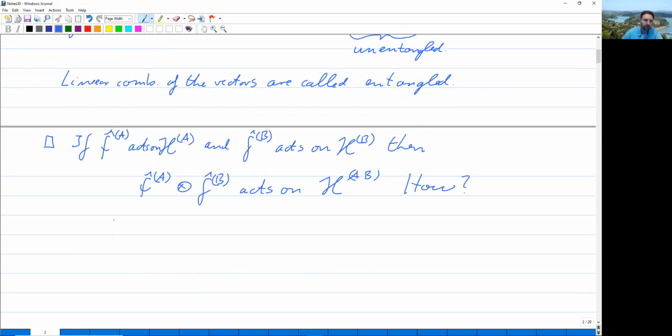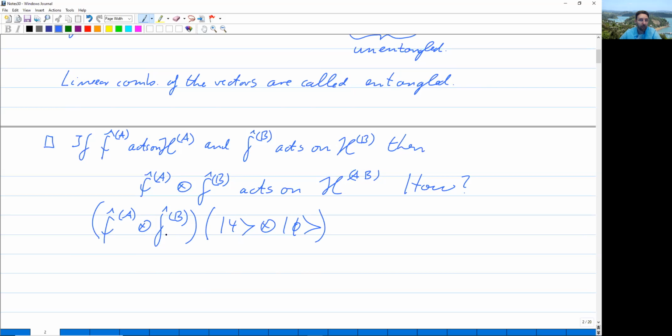Well, if we have f hat A tensor f hat B, and we want to apply that onto a vector of the total system, which could be, for example, some vector psi tensor phi, just to write down an unentangled one. If we want to, we can write down a linear combination of these to get an entangled state too. This will just extend linearly as usual.